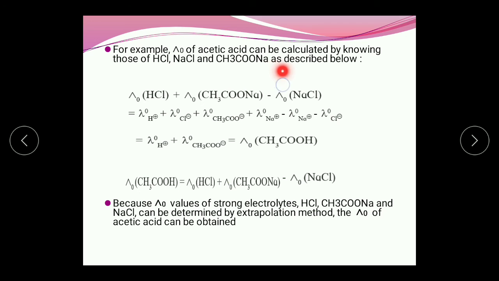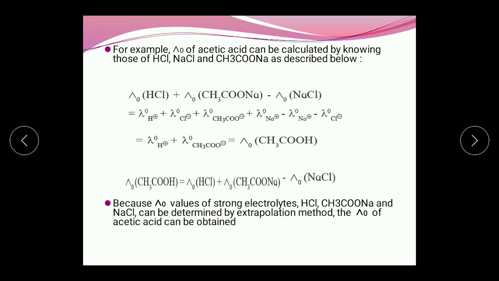But all these three are strong electrolytes. If we know the lambda 0 values of all three, then we can find the lambda 0 value of acetic acid. As these three are strong electrolytes, just by plotting the graph and the extrapolation method, we can get their values. Now, for that, we have to use one formula: lambda 0 of HCl plus lambda 0 of sodium acetate, minus lambda 0 of NaCl, gives lambda 0 of acetic acid. So the formula is like this. To get lambda 0 of CH3COOH, we take the molar conductivity at zero concentration of HCl and that of sodium acetate, and from that we subtract the lambda 0 value of NaCl.